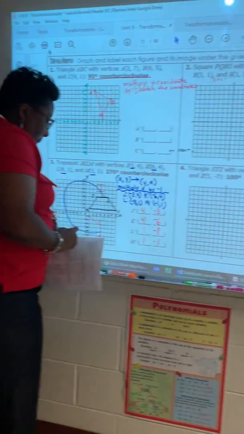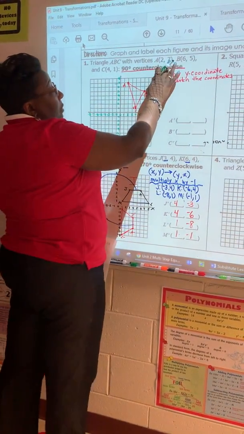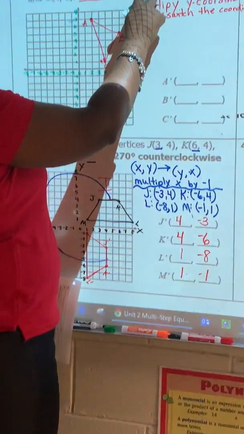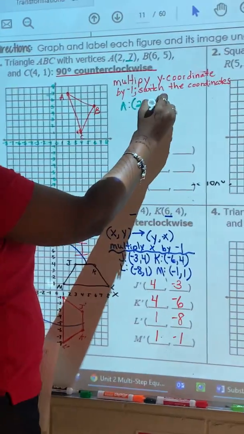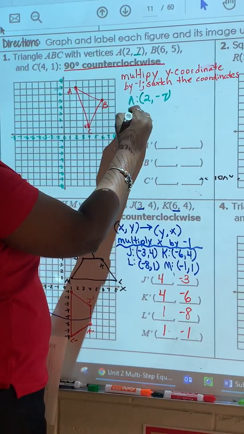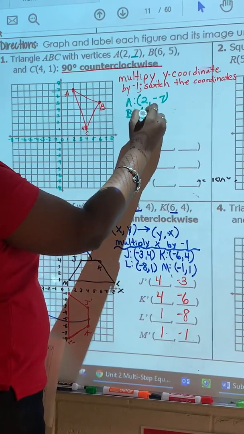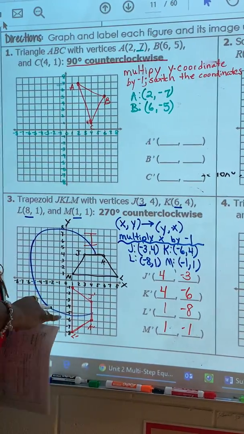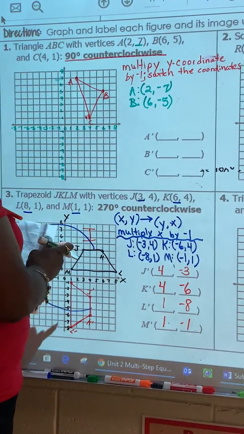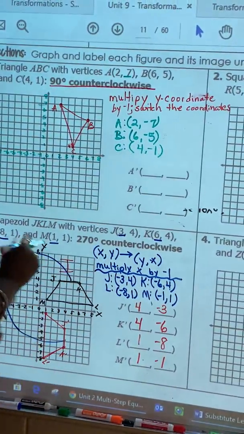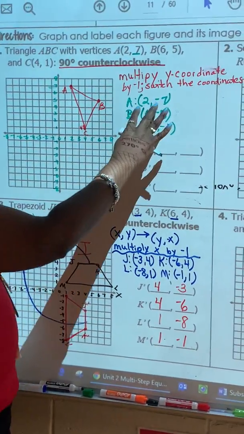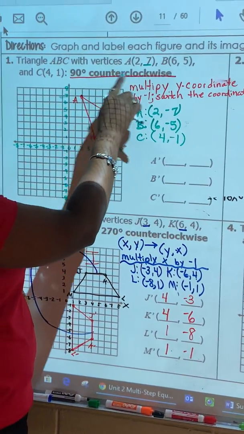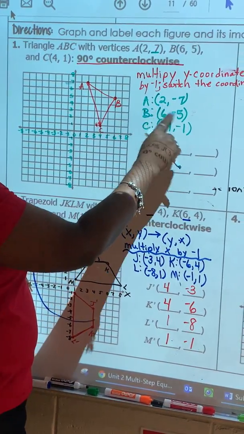So if I multiply A, the 7 is my Y. I want to multiply it by -1, so it becomes 2, -7. B becomes 6, comma, -5. The only thing now we're doing is multiplying the Y coordinate by -1. And C will become 4, -1. Now that I have multiplied the Y coordinate by -1, in order to rotate it 90 degrees counterclockwise, I want to now switch these up.